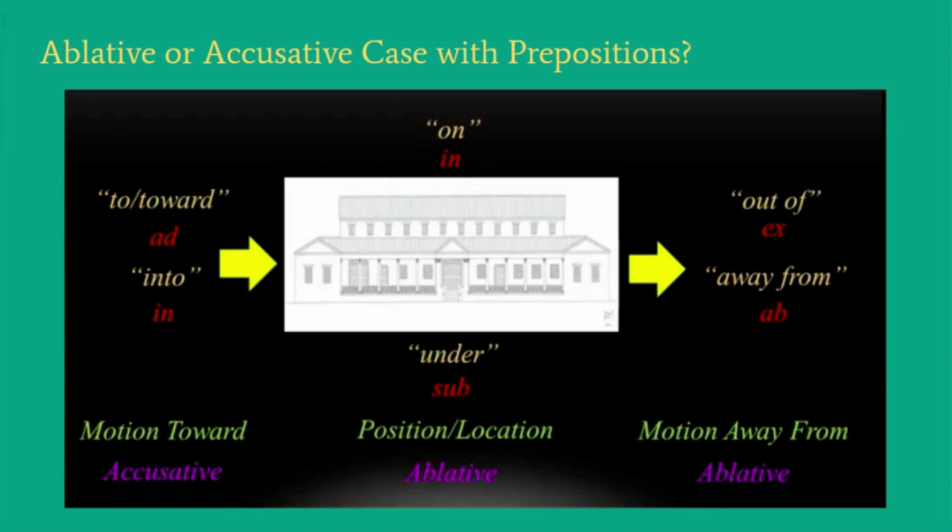So this is a chart that I like to use in class. There's different variants of this online I'm sure you could find, but this is our house diagram. So a general idea to understand what's happening is if you're showing motion towards something, so the left-hand side of this chart, you would use an accusative noun with your prepositional phrase. So for instance, if I want to go toward the house, I'd say ad vilam.